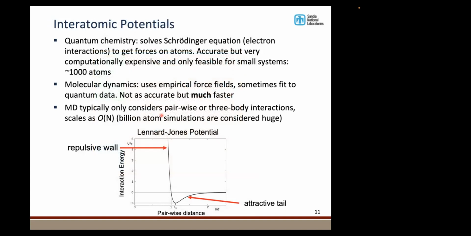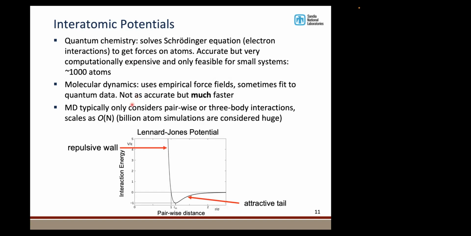Okay, so how do we get this empirical potential to relate atom positions to forces? Well, like I said before, quantum chemistry solves the Schrödinger equation, which are electron interactions, to get forces on atoms. So this is very accurate, but very expensive. And so, like I said before, it can really only simulate on the order of 1,000 atoms. So in molecular dynamics, we're using an empirical force field. Sometimes it may be fit to quantum data. It's not as accurate, but it is much, much faster.